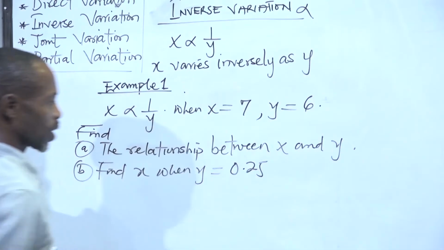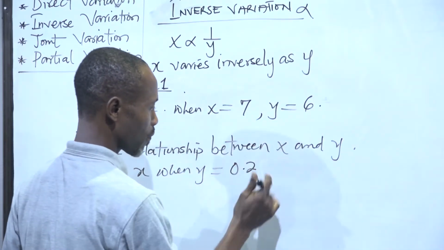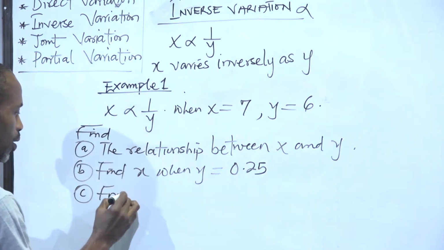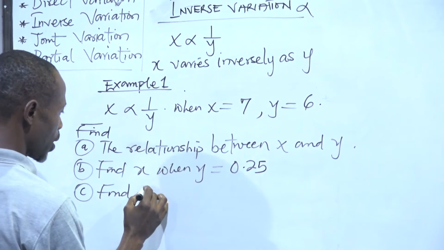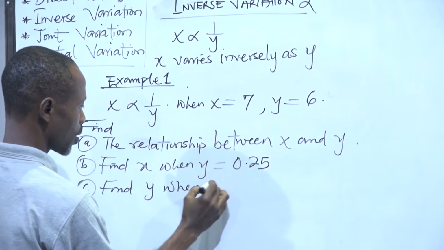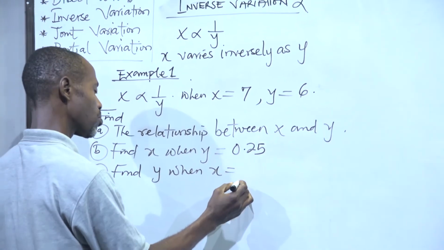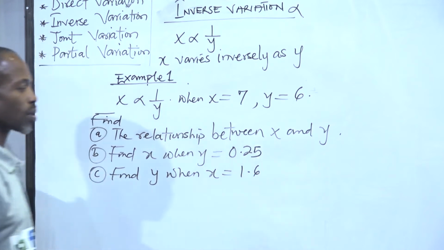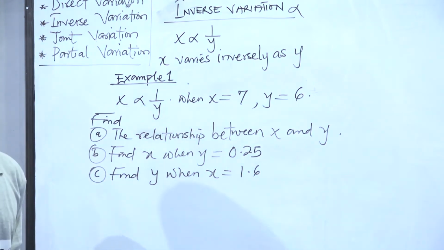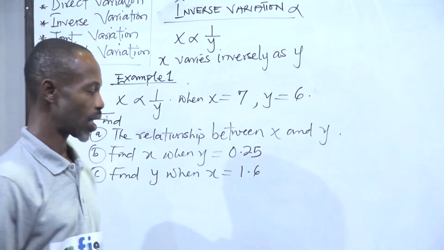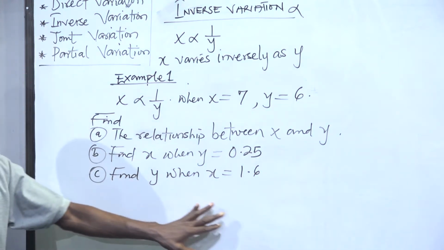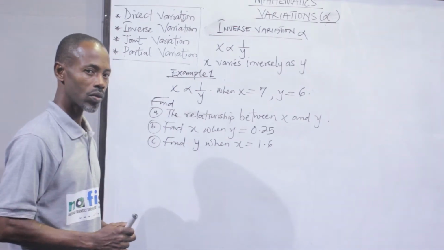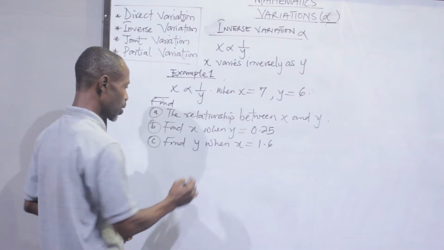0.25. Let's use decimals. So if you're afraid of decimals, let us make sure we kill that fear right now. C, find Y when X equals 1.6. Let's get you scared. Some of us are afraid of decimals. No, you always use whole numbers. I'm not using whole numbers in this one. Let's use decimals. I'll show you what to do with decimals when you see them. Just don't be afraid.